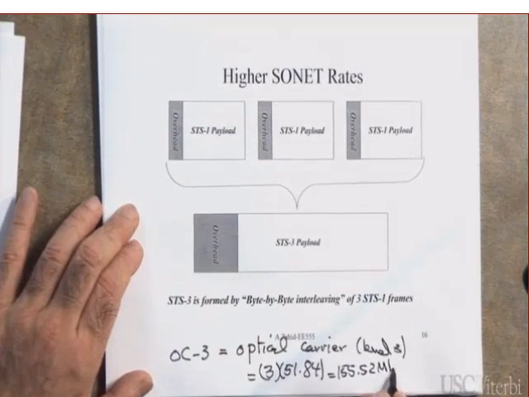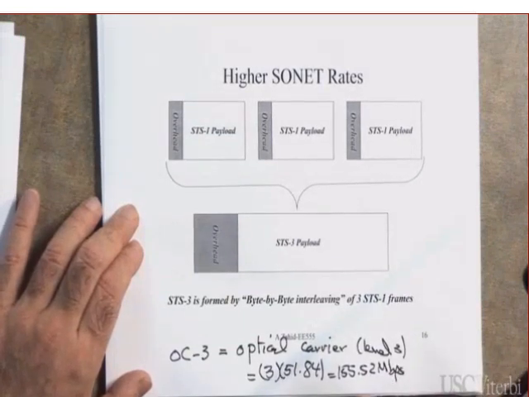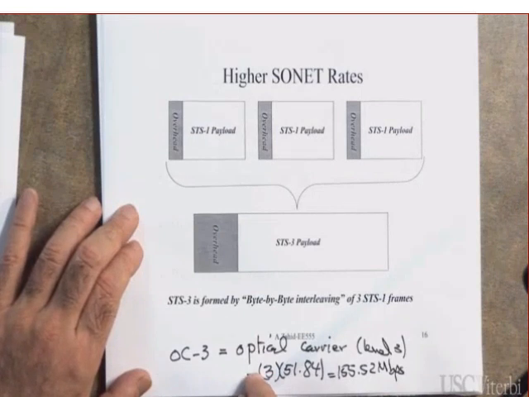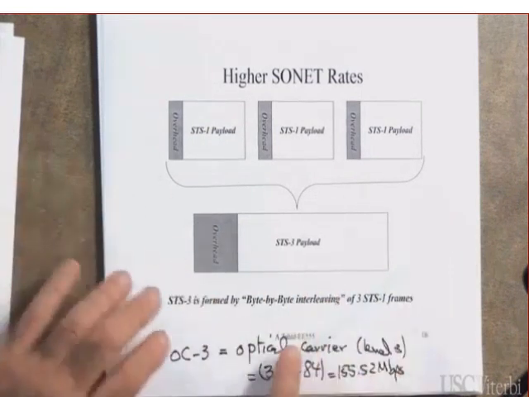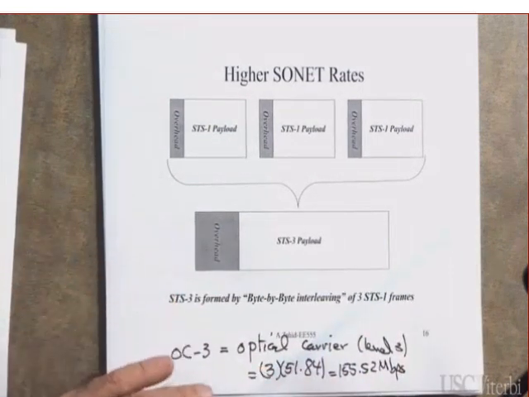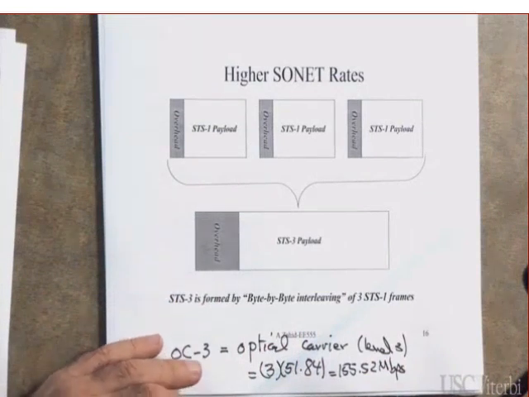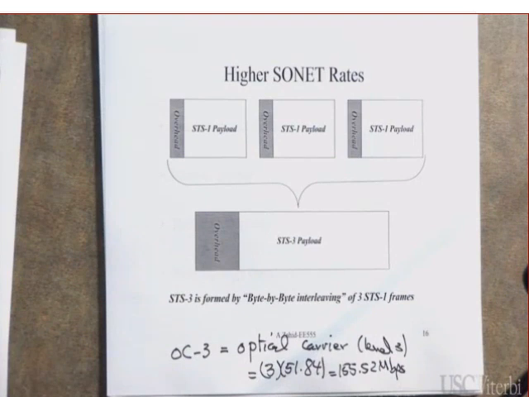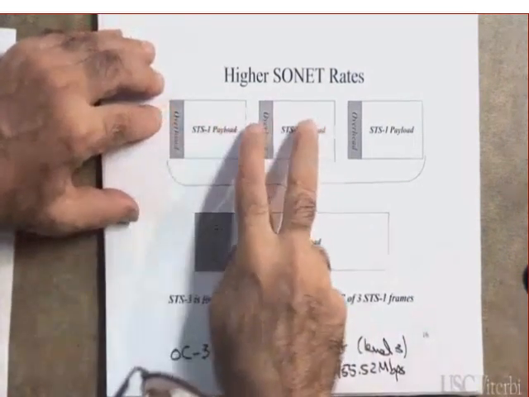155.52 megabits per second. I want to show you why in SONET you just need to multiply by that number. In other words, you are not going to add more headers in the frame, in the basic frame. Let's see. What do I have here?